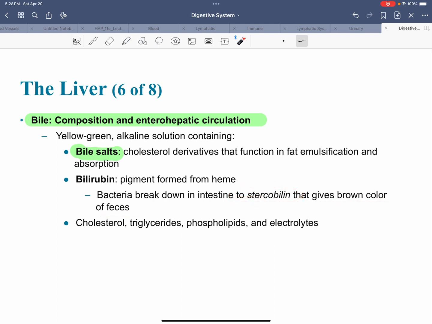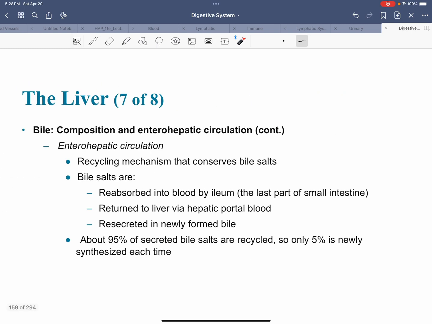Well, what else do we find in here? Yes, bile salts are derived from cholesterol, but we can find cholesterol itself, triglycerides, phospholipids, and electrolytes also in here.